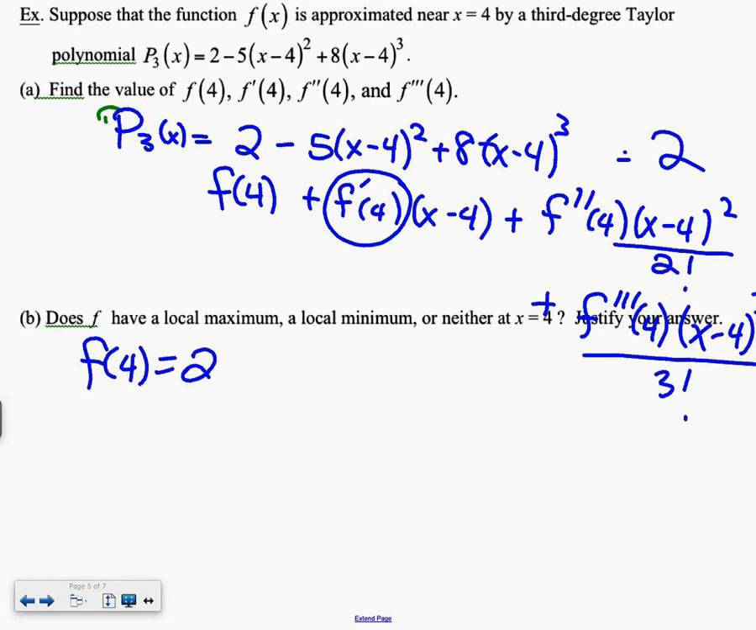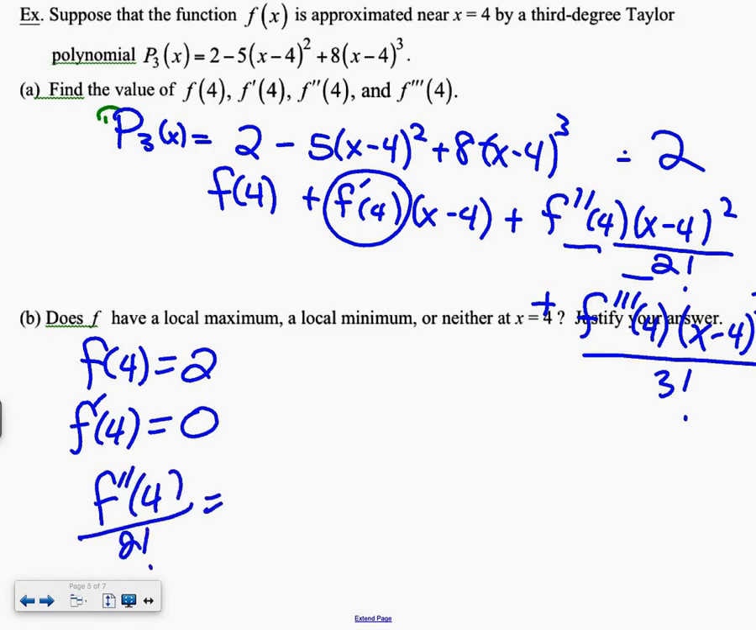Now, if I compare the next term, f prime of 4 goes with the x term, x minus 4, right? What's the x minus 4 term? 0, right? There's nothing there. So f prime of 4 would be 0, because there's nothing there. Okay? Now, the second derivative would be with the squared term, so it'd be this guy right here. So I know that the second derivative over 2 factorial would be the number out front. So f double prime of 4 divided by 2 factorial is whatever the constant is. This would be -5.